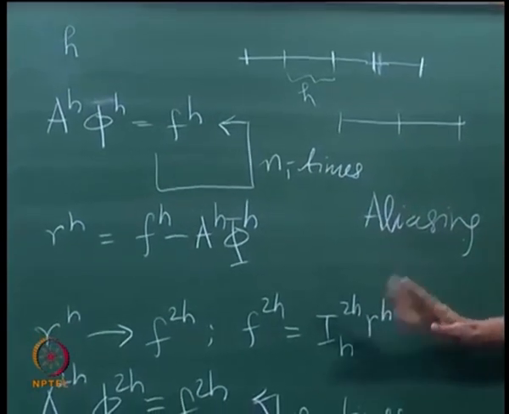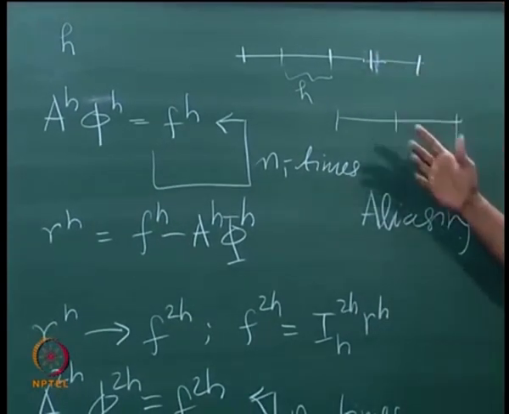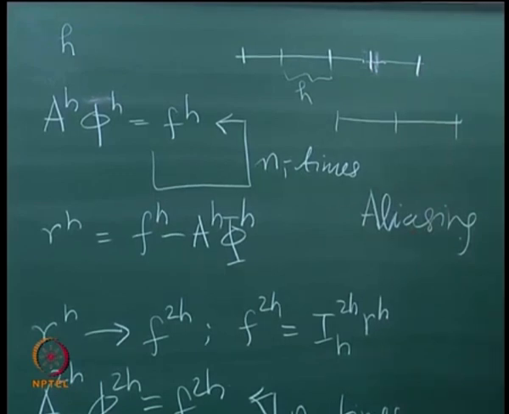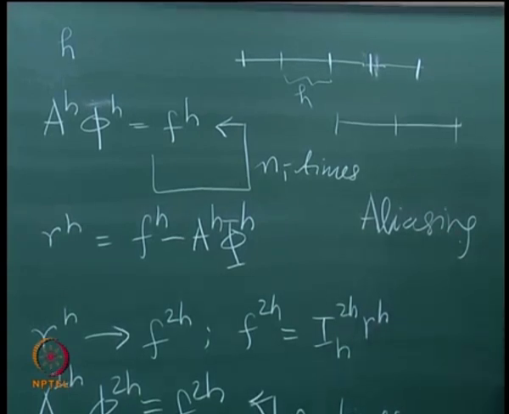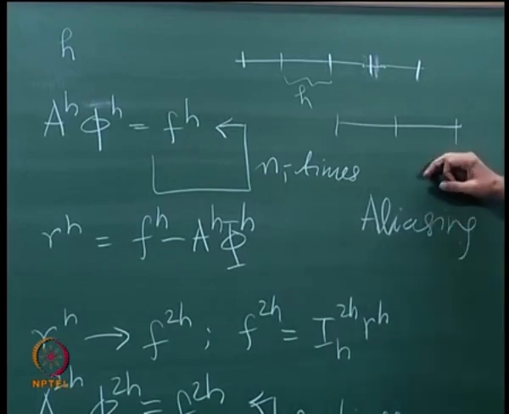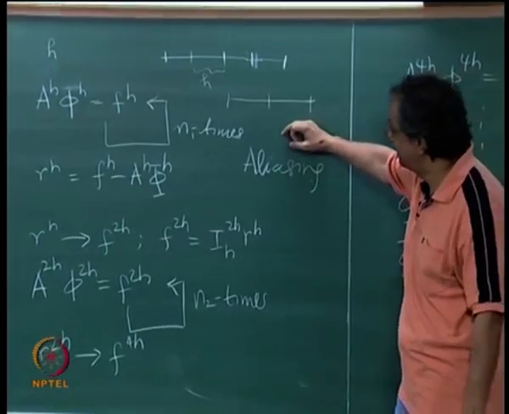Is that fine? Otherwise anything that you transfer from the fine grid to coarse grid will show up in the wrong place in our frequency domain, that is if you look at it in terms of frequency. So that is bad, that is not good, that is not what we want, fine.